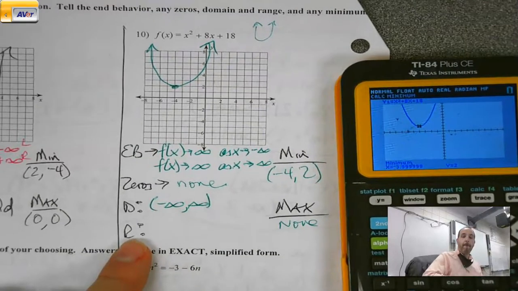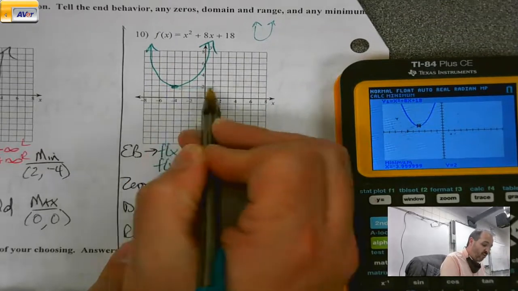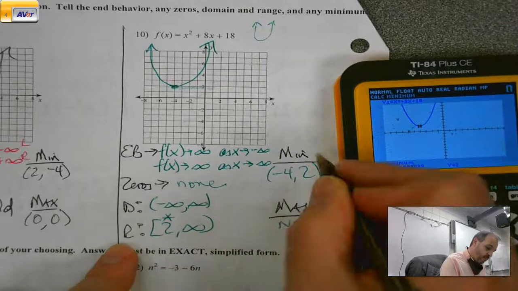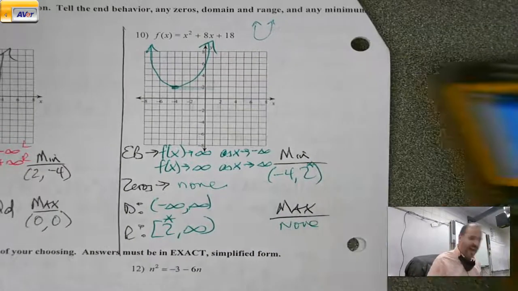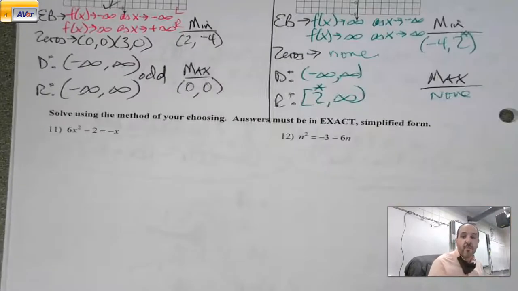Range. Bottom, y value, to top. Bottom, bottom. Oh, these things that come together, patterns are so much fun in math. And if you don't agree, just don't tell me.